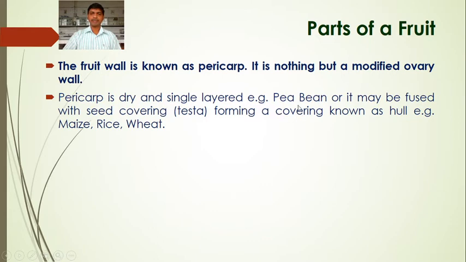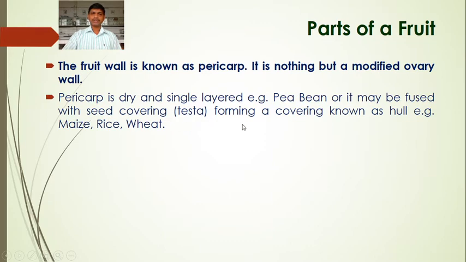For example, pea, beans, or it may be fused with seed covering. It is also called the testa, seed covering or testa, forming a covering known as a hull. For example, maize, rice, wheat. So these seeds have a covering, a brown colored covering that we see in the rice, and in wheat we see the yellowish white colored covering. So that covering is called the testa or seed covering.